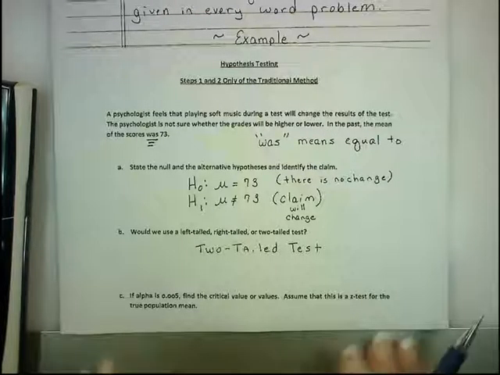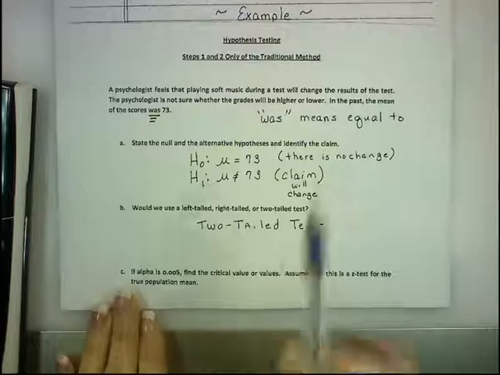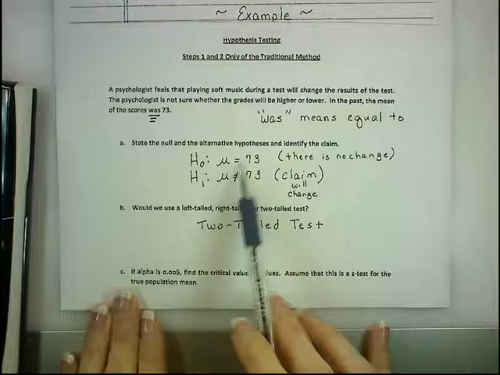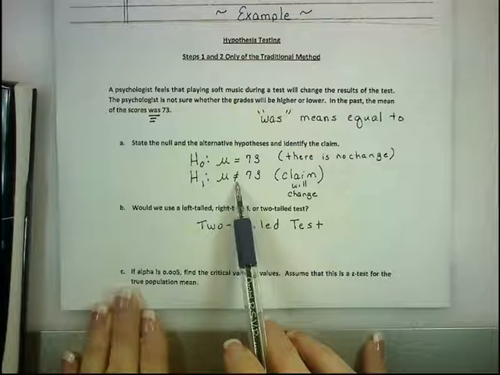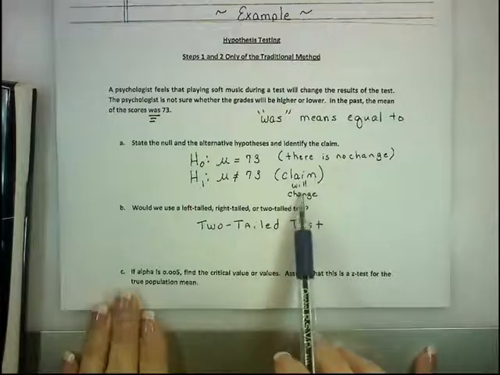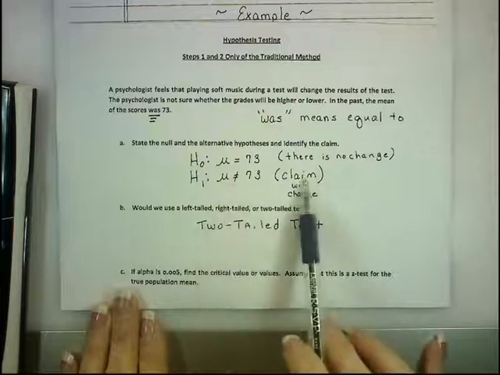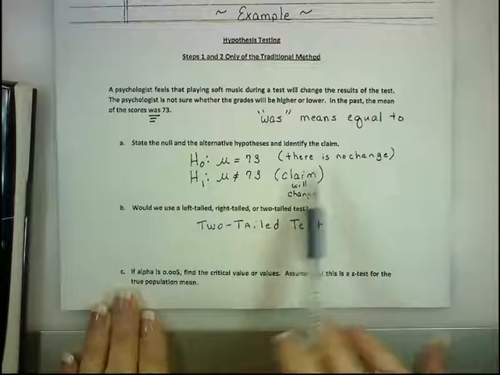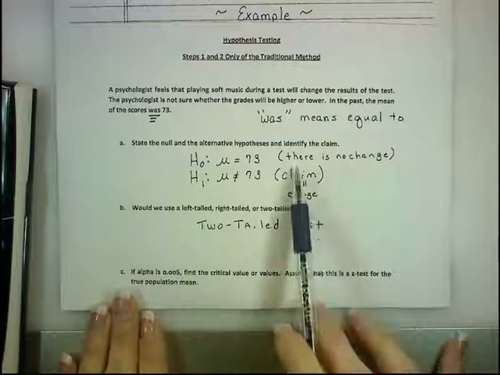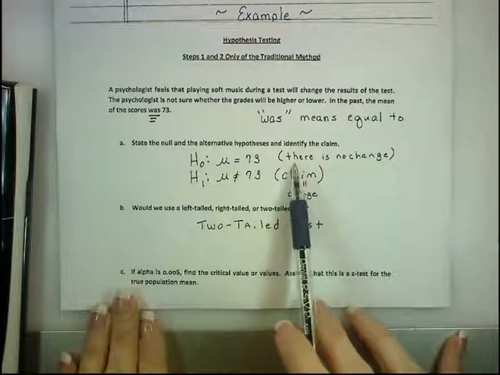So the setup here is, since was means equal to, we have equal to in the null and not equal to in the alternative. The claim is that there will be a change. The psychologist doesn't know if the grades will be higher or lower, but the psychologist is claiming there will be a change in the test scores. And then the null says there is no change. There is no difference in the test scores. So this is a two-tailed Z-test.